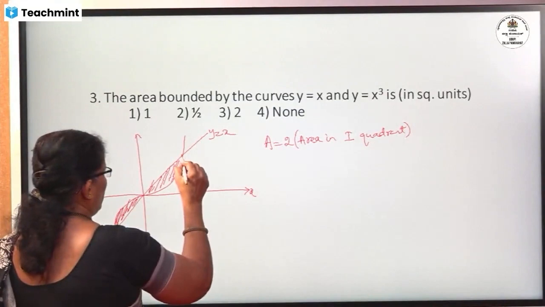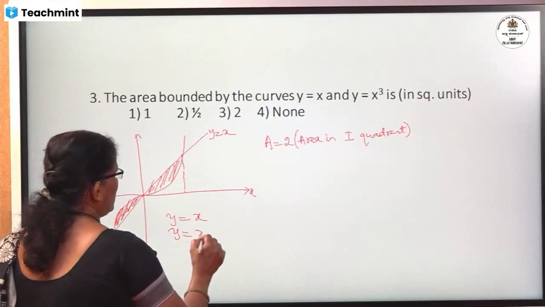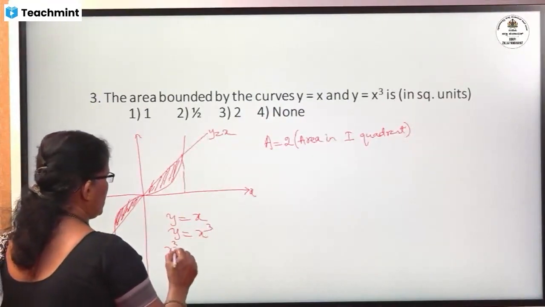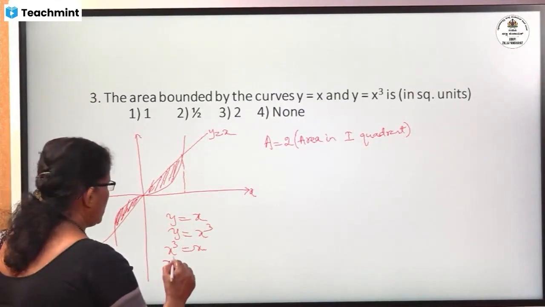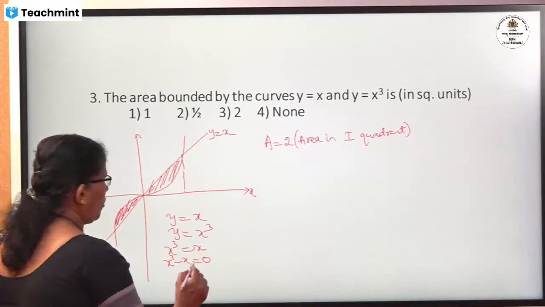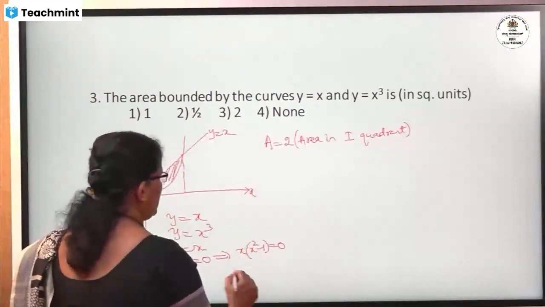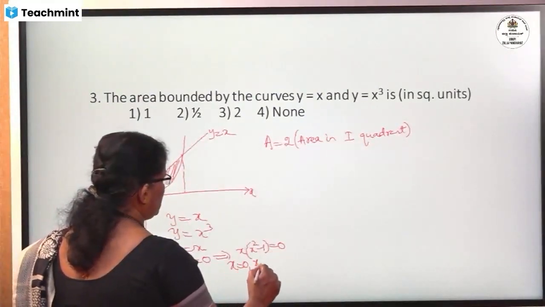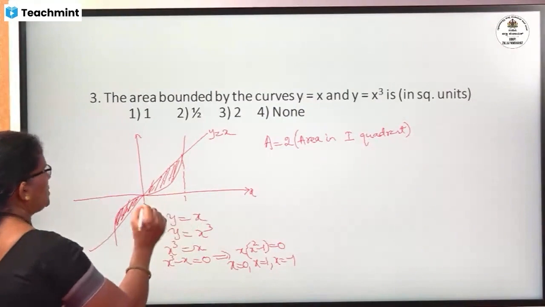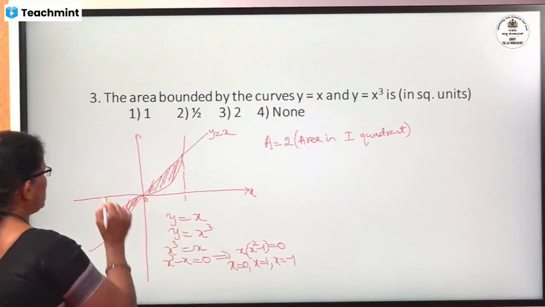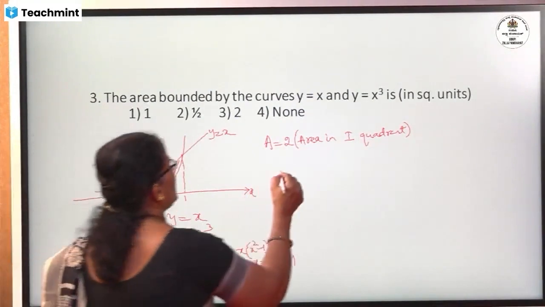And here, what would be this point? Can you see that? One equation is y is equal to x. Another equation is y is equal to x cube. That gives me x cube is equal to x. So x cube minus x is 0. So this implies if I take out x, x squared minus 1 is 0. So either x is 0 or x is 1 or x is minus 1. So this is 1, this is the point 0, this is the point minus 1.